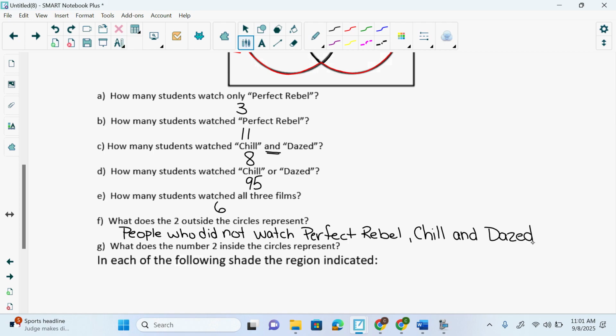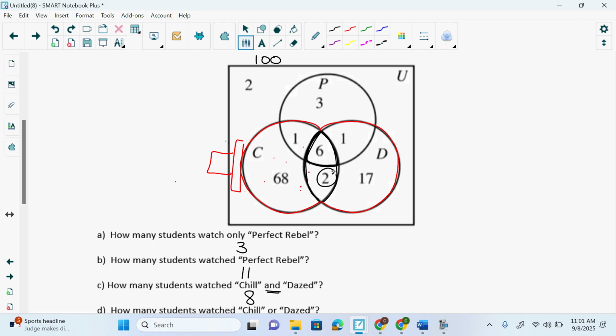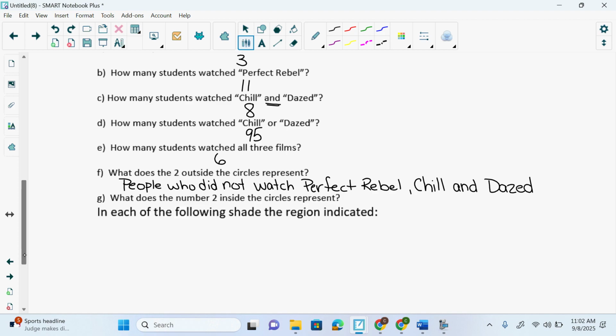What does the 2 inside represent? This 2. C and D, but not P. Then the C and D eyeball, but not the P. Correct? P kicks it out. So it would be C and D, and not P. Yeah? Yeah, should be perfect.